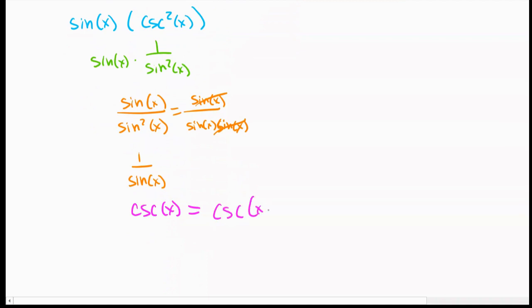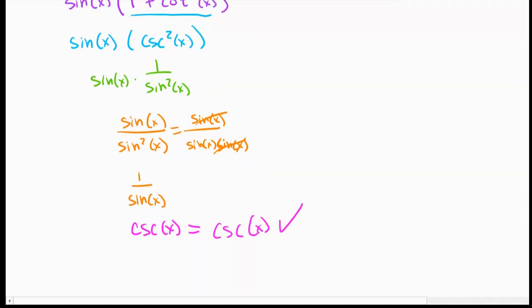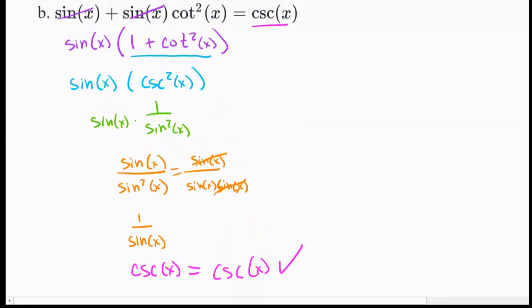So cosecant of x is equal to cosecant of x, and that shows me with these steps here, I have proven this identity.